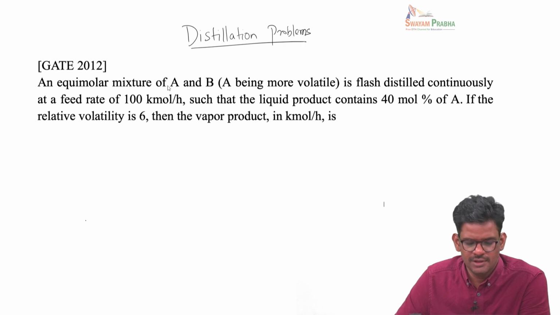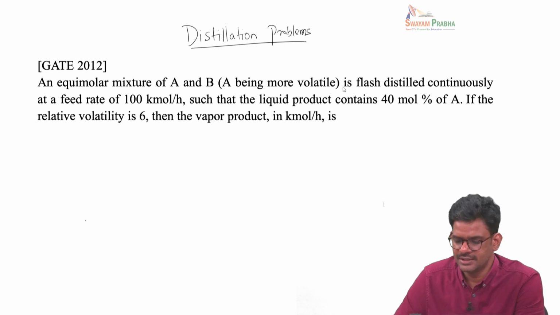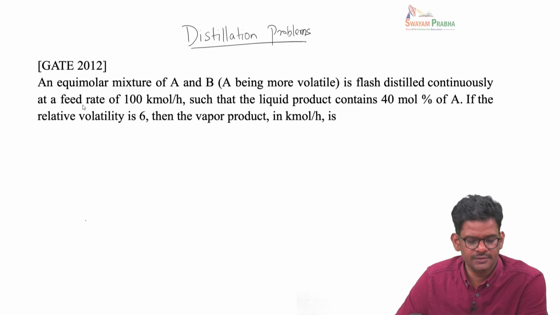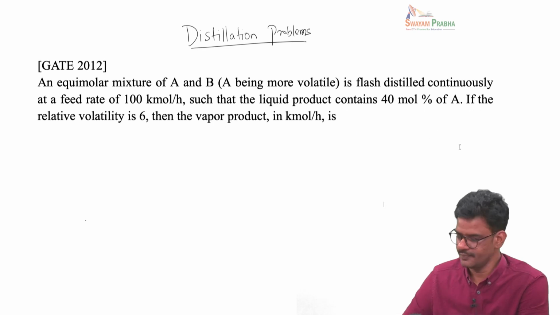An equimolar mixture of A and B, A being more volatile, is flash distilled continuously at a feed rate of 100 kilomoles per hour, such that the liquid product contains 40 mole percent of A. If the relative volatility is 6, then the vapor product in kilomole per hour is. Okay, so that's a question.